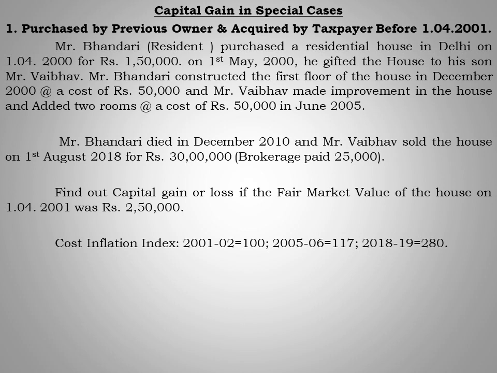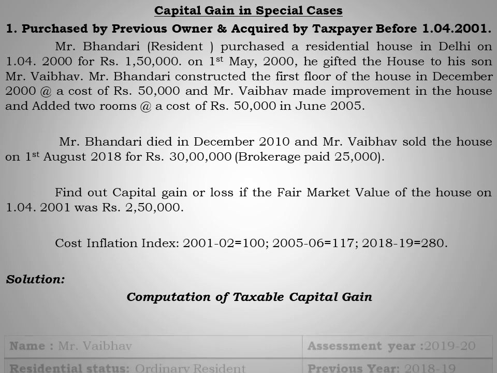and we have to find out the capital gain or loss if the fair market value. So they have also provided the fair market value of the house property on 1st April 2001, which was rupees 2,50,000, which we are going to consider during the computation of the indexed cost of acquisition. And they have provided the cost inflation index for the different years: 2001-02 is 100, 2005-06 is 117, and 2018-19 is 280. Let us go with the solution.